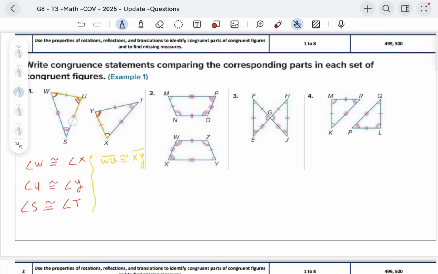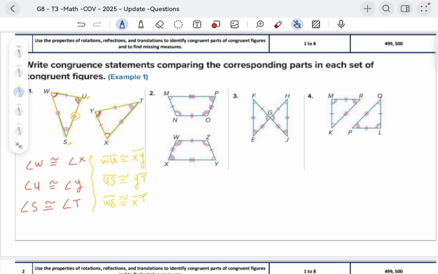Next, let's take this side length. It's connecting U with S, and as you can see, we have two dashes. So it's congruent to this one. And as I said, the order is important. If we start from U to S, segment US, you have to say it's congruent to YT. Next, let's take WS, segment WS, it's congruent to segment XT.